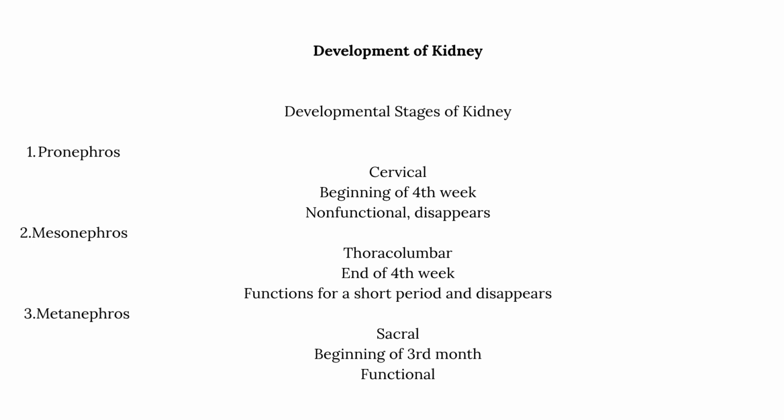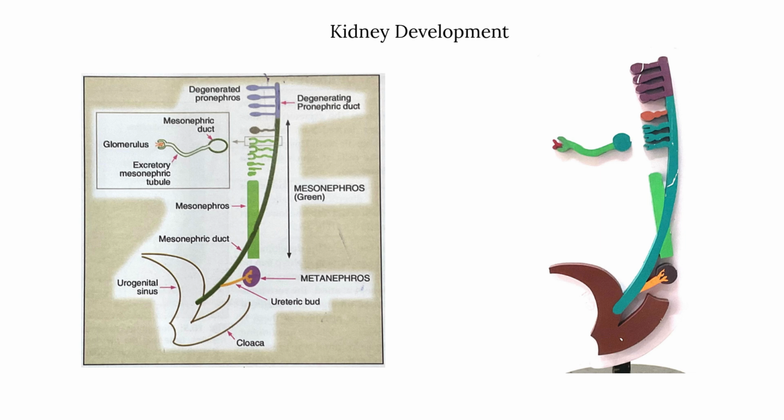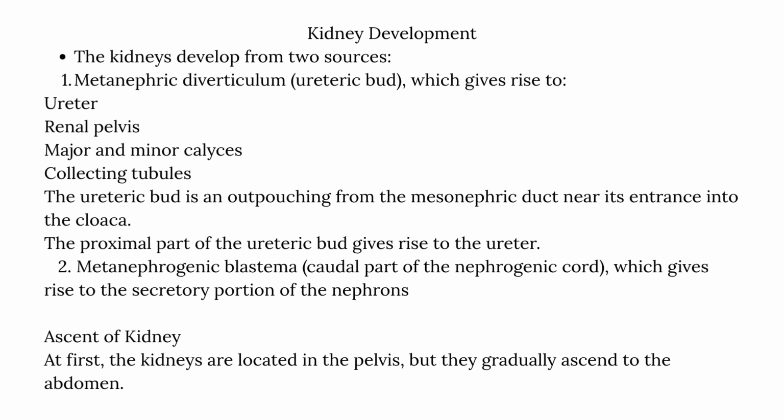Development of kidney. Developmental stages of kidney. 1. Pronephros: cervical, beginning of the 4th week, non-functional, disappears. 2. Mesonephros: thoracolumbar, end of the 4th week, functions for a short period and disappears. 3. Metanephros: sacral, beginning of the 3rd month, functional. Kidney development: the kidneys develop from two sources.